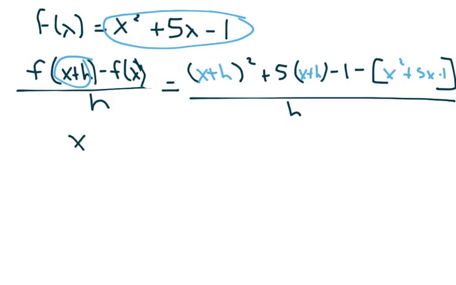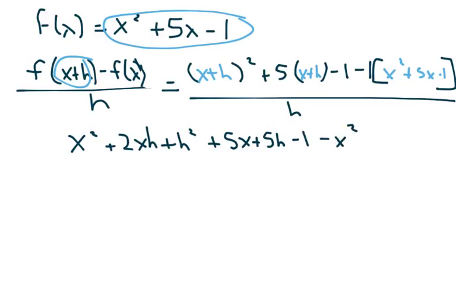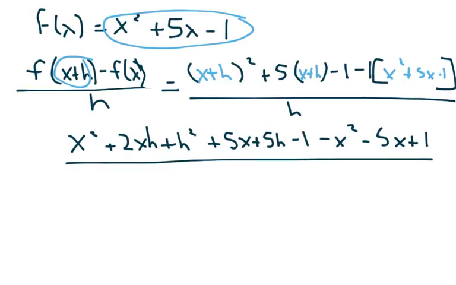We get x squared plus 2xh plus h squared plus 5x plus 5h minus 1. Distribute the negative 1 here, and we're going to get minus x squared minus 5x plus 1 all over h. And see what we can cancel here. These two cancel. The 5x cancels. The 1's cancel.